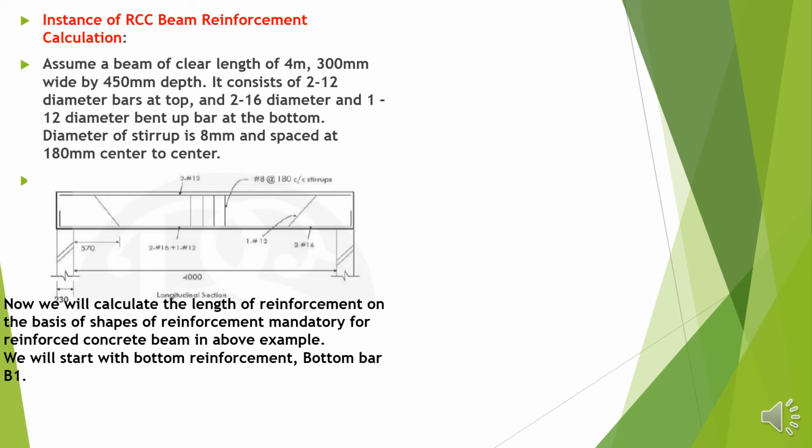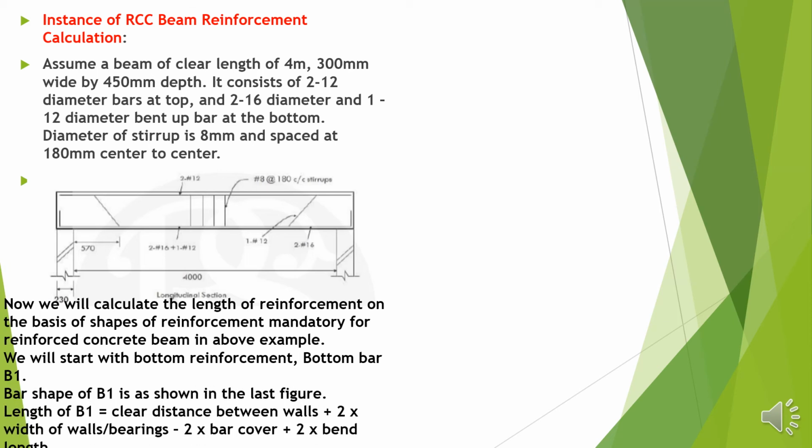Now we calculate the length of the reinforcement on the basis of the shape of the reinforcement, mandatory for reinforcement concreting of the beam. In this example, we start with the bottom reinforcement bar, bottom bar B1. B1 is as shown in the figure.